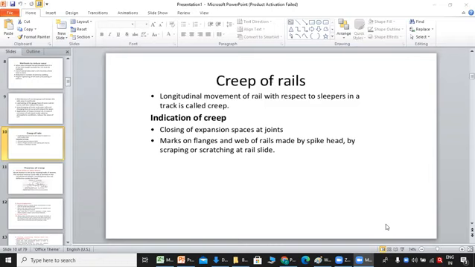Indication of creep: closing of expansion space at joint. Second one is marks on flanges and web of rails made by spikes, or by scraping or scratching at the rail side. Okay, what all these are, we will also see in detail.